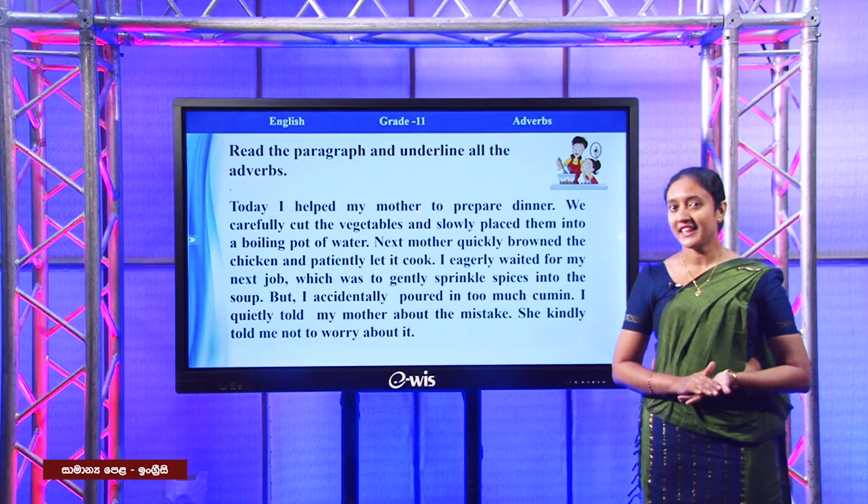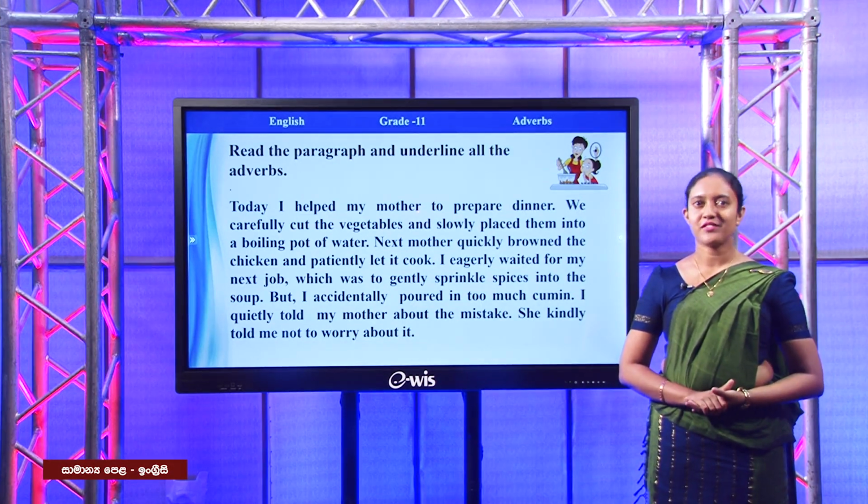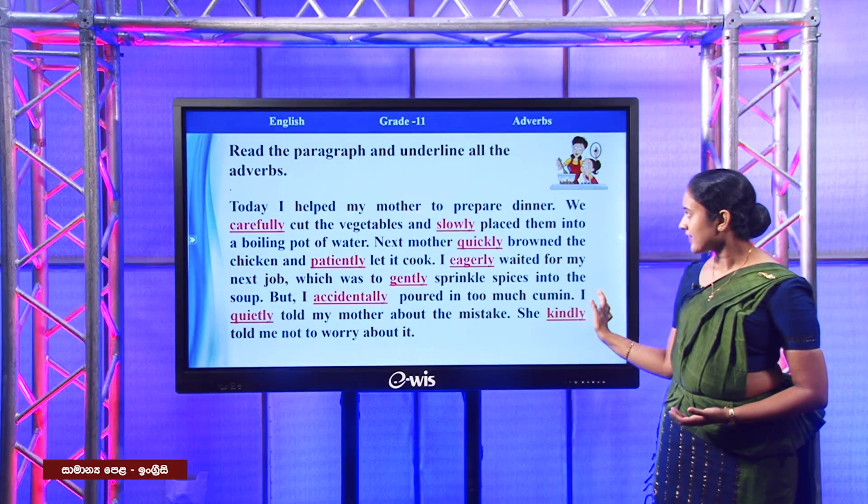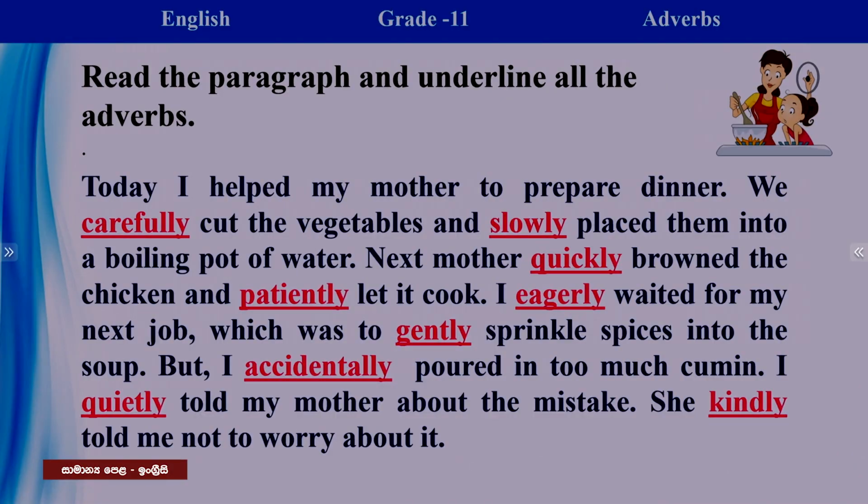Alright children, now take a few minutes and try to find all the adverbs. Hope you could find all the adverbs. Let's check your answers. Now these are the adverbs you can find in the paragraph. Carefully, slowly, quickly, patiently, eagerly, gently, accidentally, quietly and kindly.